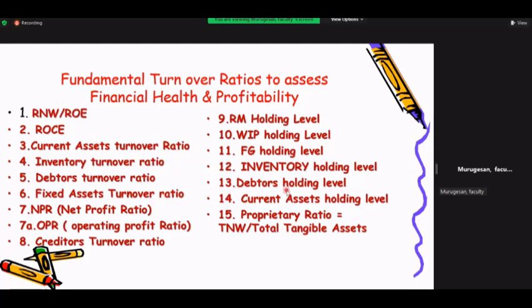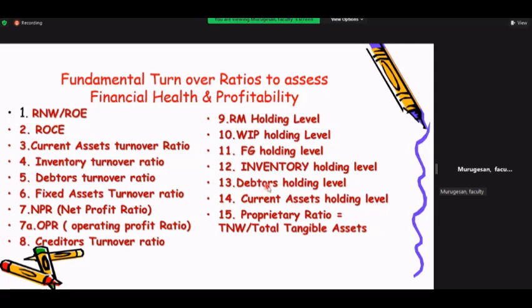For example, debtors holding level. Suppose a company is giving 1 month credit only. Then how much debt will be outstanding? Sales divided by 12. 1 month of book debts will be outstanding at a time. Correct, you know? Now what will be the turnover? 12 times turnover. Why? One month's debt will be rotated 12 times. So turnover will be sales divided by outstanding inventory. Both are interlinked. Just wait.